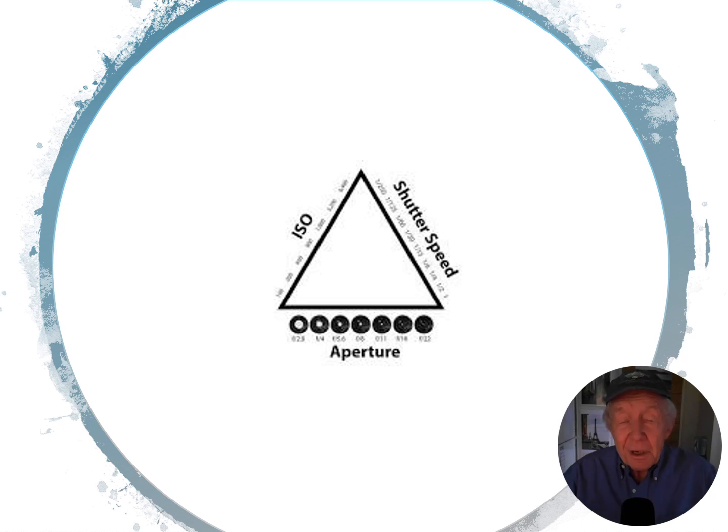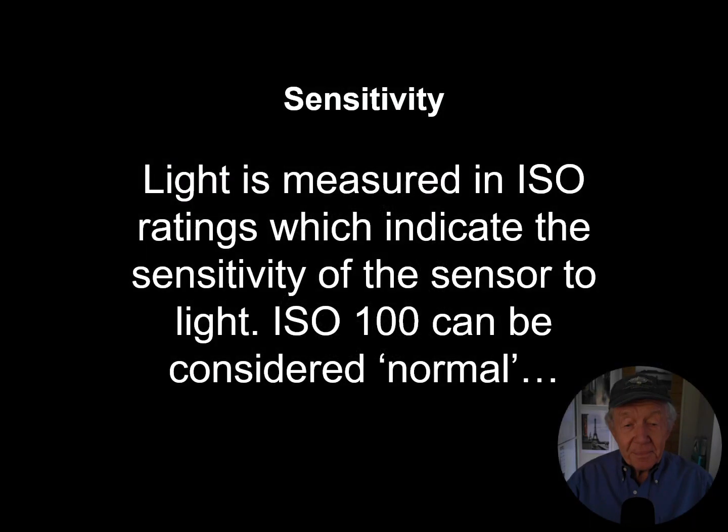What really is ISO? If it talks about ISO, what is it? Light is measured in ISO, and that indicates the sensitivity of the sensor to light. ISO comes from the International Standards Organization. That's just something that they developed. So that tells you how sensitive your sensor in the camera is to light. And 100 really is considered to be about normal.